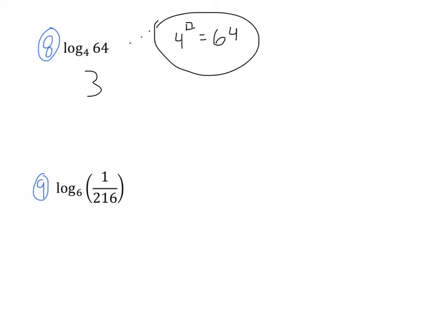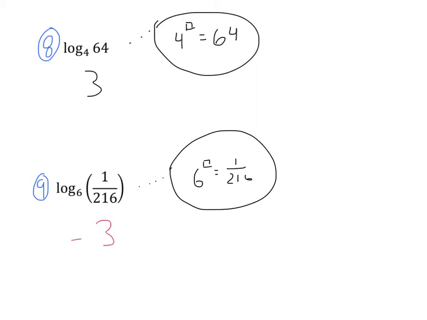Now looking at this one, log base 6 of 1 over 216. Remember, the logarithm is our exponent. This is the exponent that we need to raise 6 to in order to get 1 over 216. In other words, 6 to what power would get me 1 over 216? This would be negative 3, because 6 to the negative third power would be the same thing as 1 over 6 cubed, or 1 over 216.